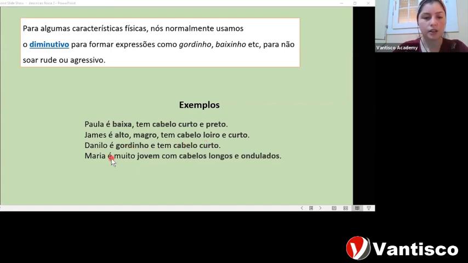Cabelo curto, short hair. Maria é muito jovem, com cabelos longos e ondulados. Maria is very young, okay? With long hair and curly. Oh, sorry, wavy. Ondulados, wavy. Maria is very young with long and wavy hair.